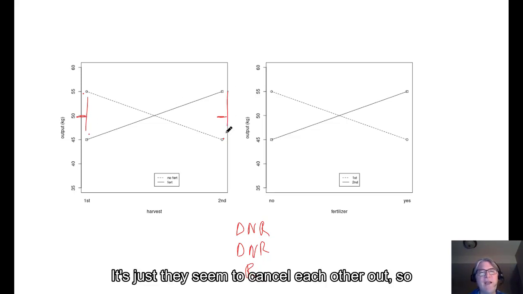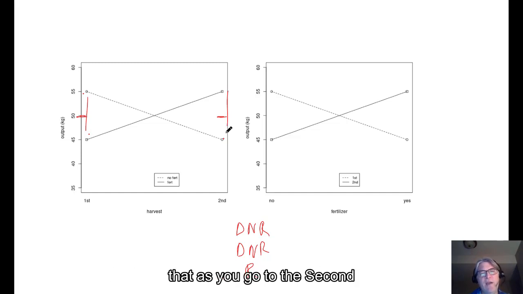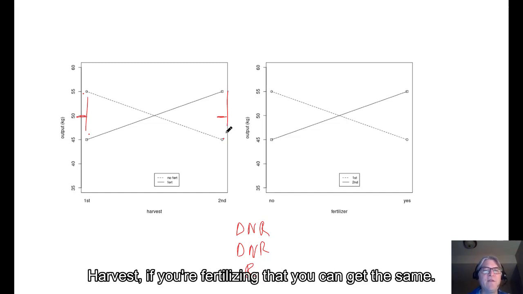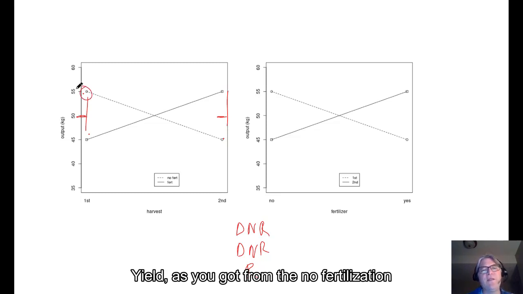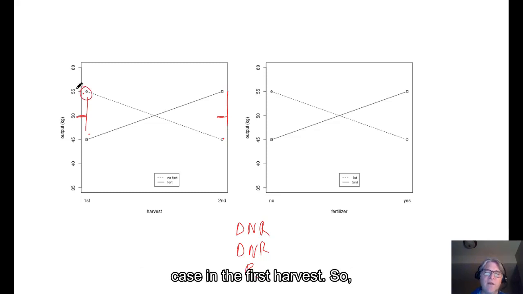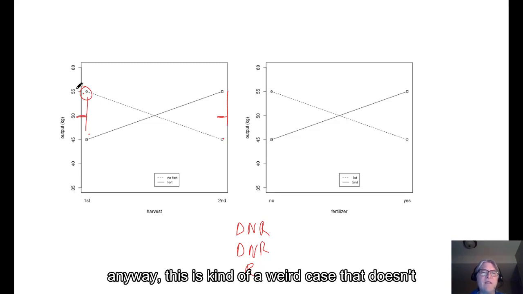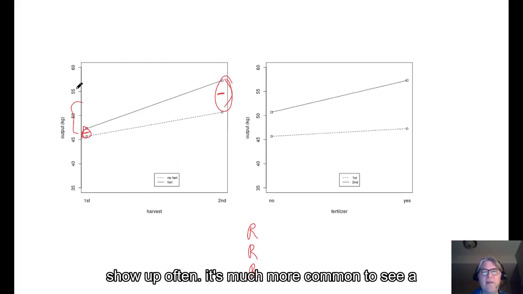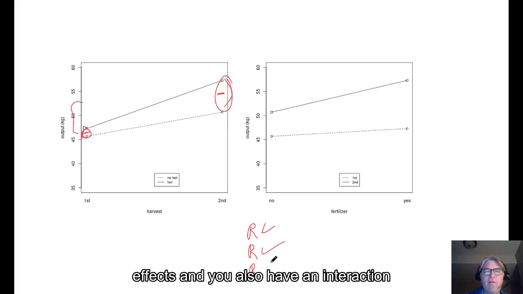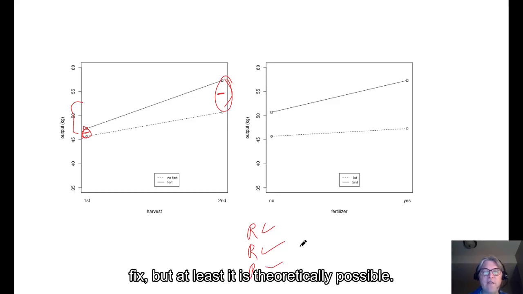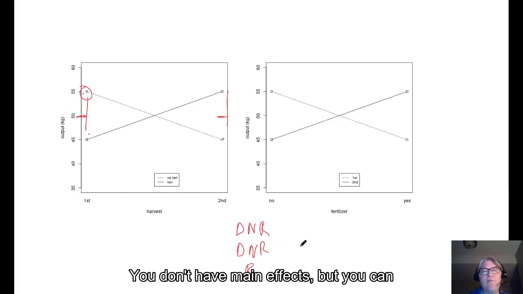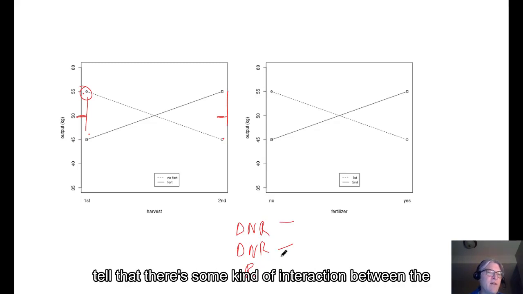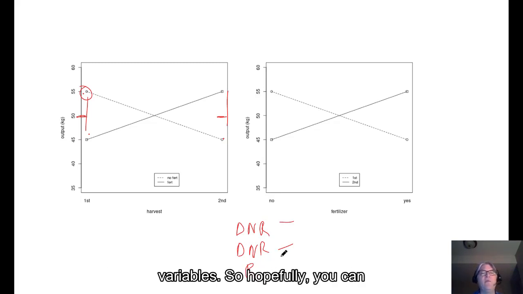It's just they seem to cancel each other out so that as you go to the second harvest, if you're fertilizing, then you can get the same yield as you got from the no fertilization case in the first harvest. So anyway, this is kind of a weird case that doesn't show up often, and it's much more common to see a case like this where you have main effects and you also have an interaction effect. But at least it is theoretically possible that you don't have main effects, but you can tell that there's some kind of interaction between the variables.